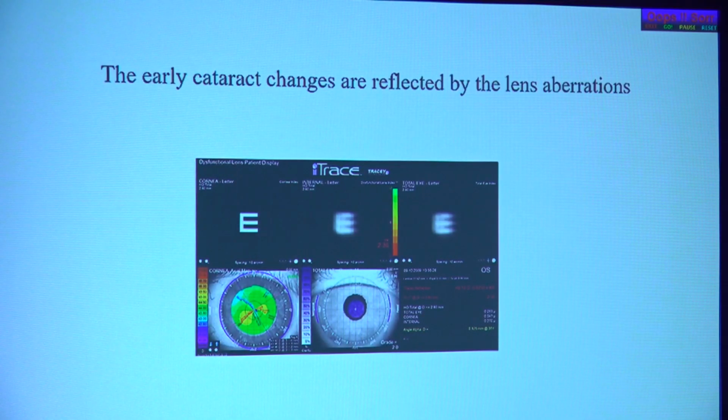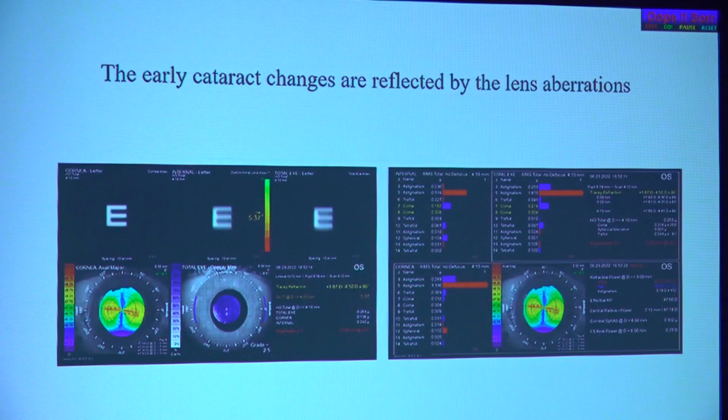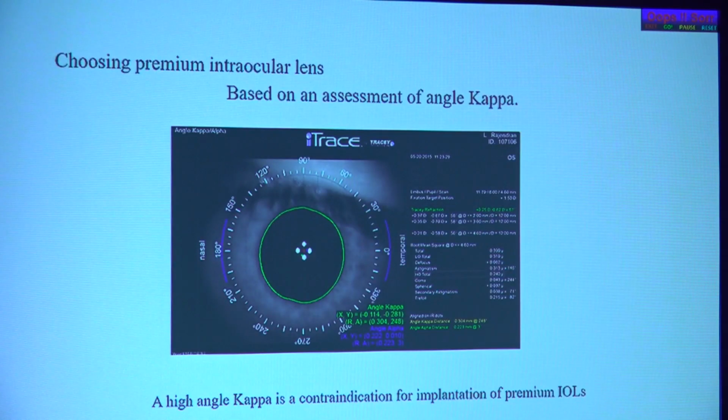So this is an early cataract change. Sometimes the patient will have 6/6 vision but might not be very comfortable with the vision. Once you do it through an iTrace, it will tell the actual aberration, and even if the patient has 6/6 vision, if the quality of vision is not good, we are justified in doing a cataract surgery for this patient. And it helps in assessing the angle kappa.